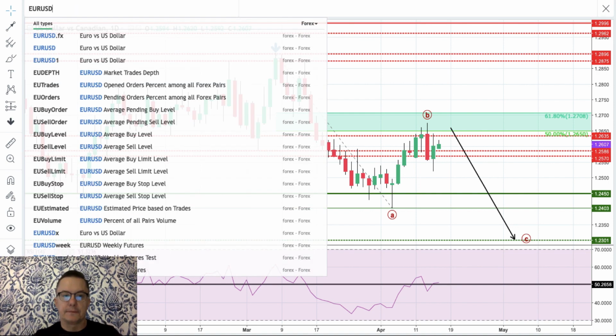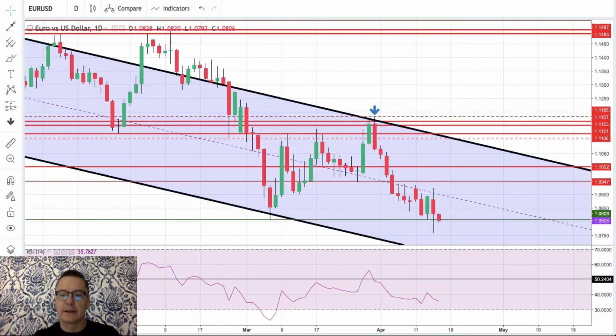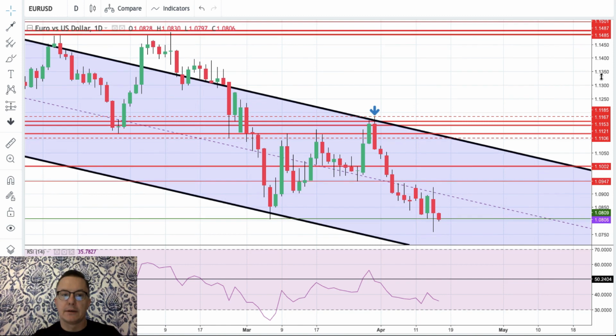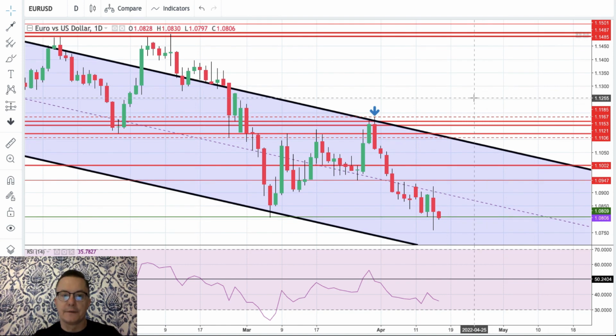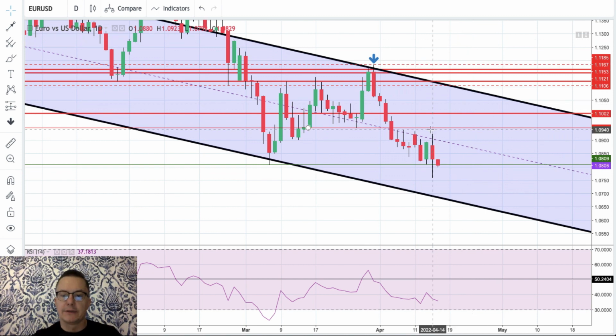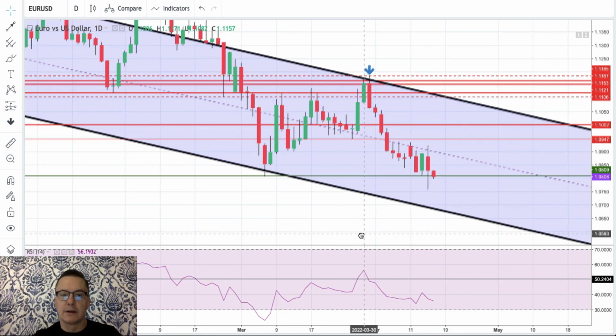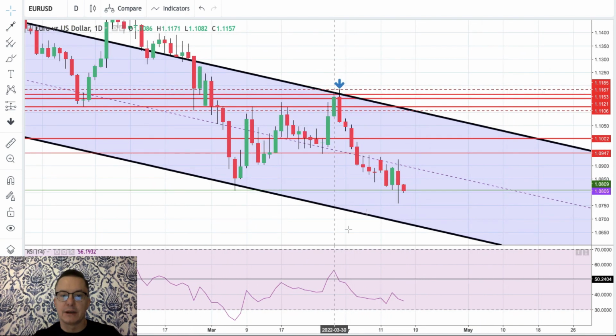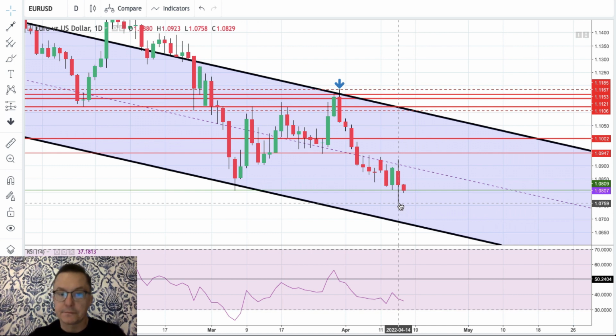Euro dollar. Let's take a look what is going on there. Yesterday we got the European Central Bank interest rate decision. However, as you can see, it also means that euro dollar made a new local low, and this is as well a swing low. The low was made at the level of 1.0758, so that's the new technical support, local technical support.